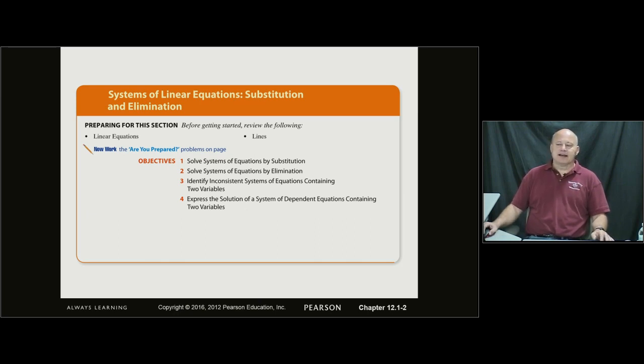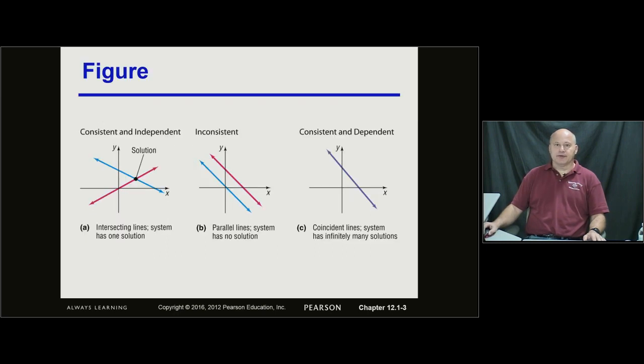So basically, the last 2 objectives are when the system has no solution, and when the system has an infinite number of solutions, namely the equation itself. Okay, so let's look at the diagrams of what that's referring to.